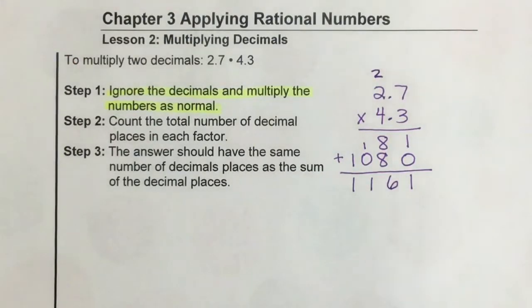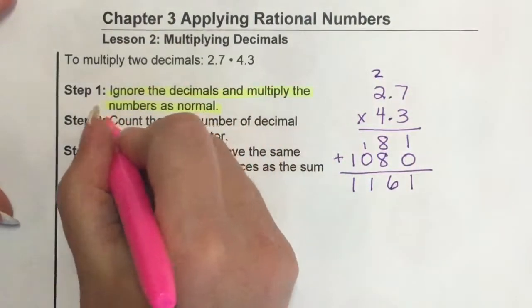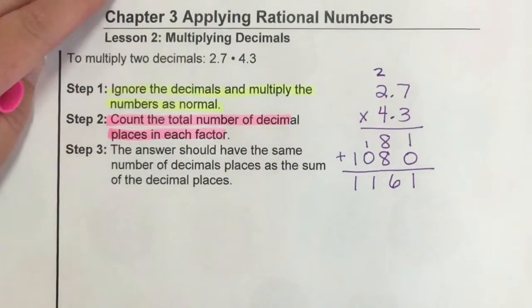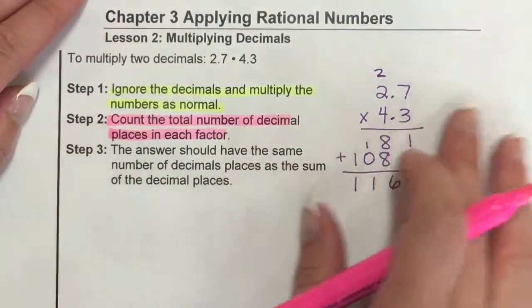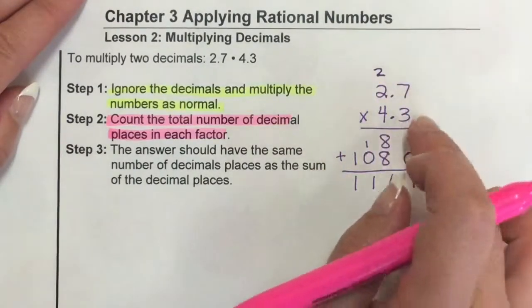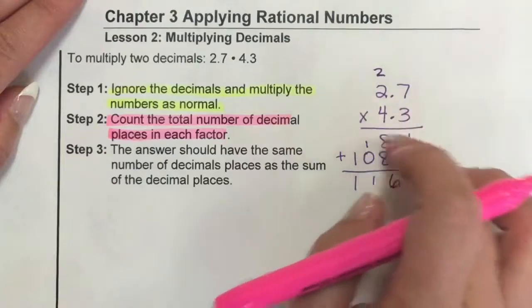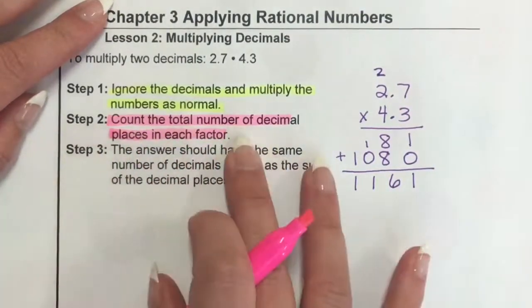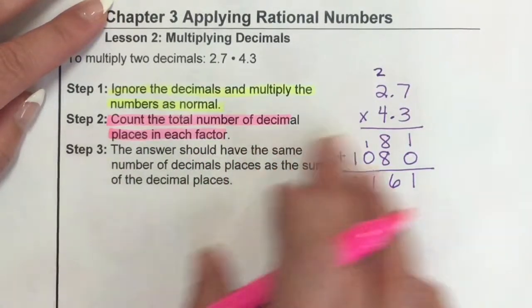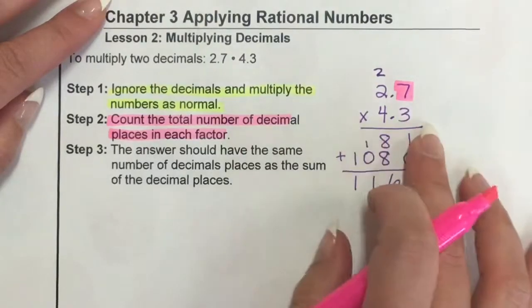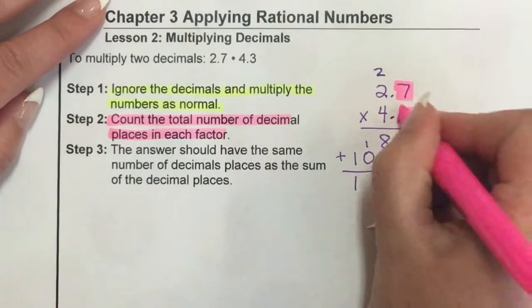Now, we get to the second step, which says count the total number of decimal places in each factor. So whenever you're dealing with multiplication, each of these numbers is called a factor. So 2.7 is called a factor, and 4.3 is called a factor when you're dealing with multiplication. So it says count the total number of decimal places in each factor. 2.7 has 1 decimal place, and 4.3 has 1 decimal place.